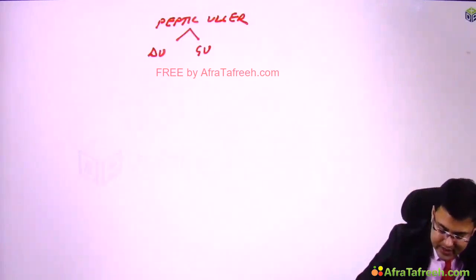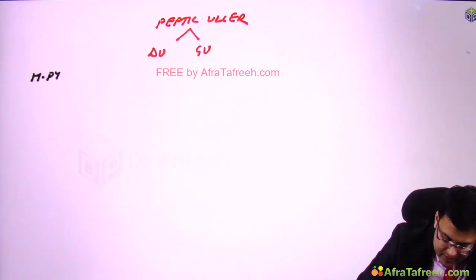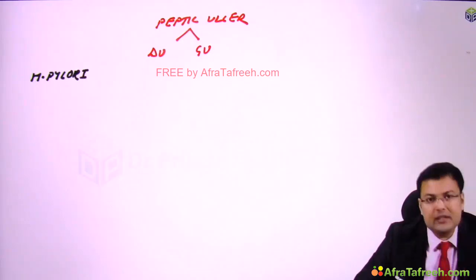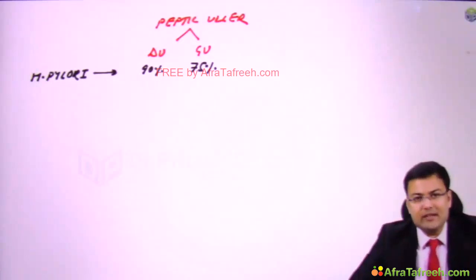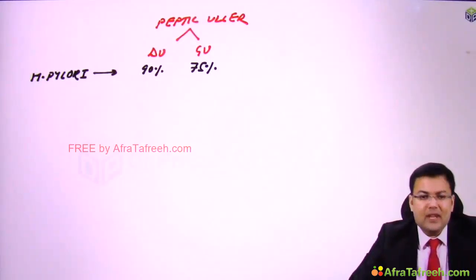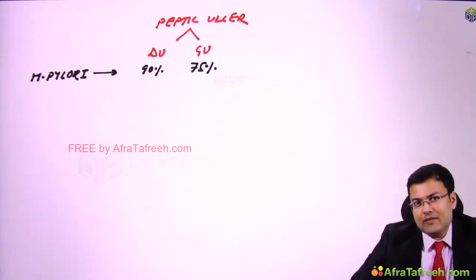Now you must be knowing that H. pylori is responsible for peptic ulcer. What percentage of duodenal ulcer? 90%. And what percentage of gastric ulcer? 75%. So H. pylori is responsible for 90% of duodenal ulcer and 75% of gastric ulcer.